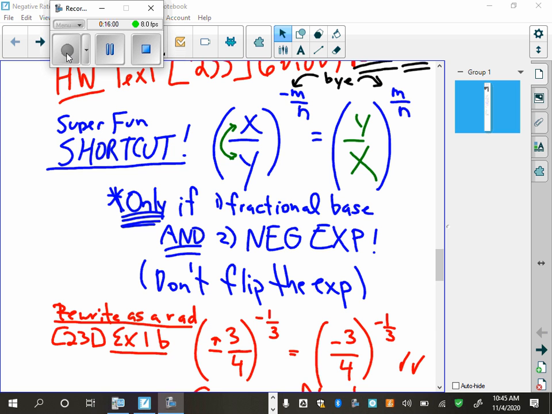This is a shortcut only if you have a fractional base and a negative exponent. So don't write anything down yet. Let's just see what's happening here. You'll notice that we flip the fraction. The numerator and denominator exchange places, into the green, y over x. And the exponent we do not flip. We just get rid of the negative sign and make it positive. Okay? So go ahead and write all those notes, including the brackets. Don't flip the exponent.